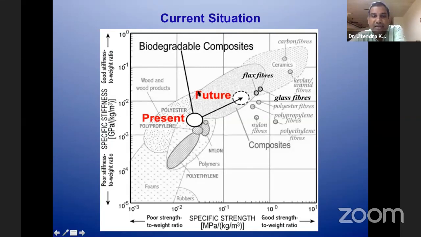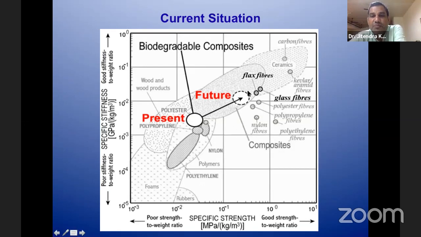Presently we also have some biodegradable composites like UHMWPE. That is a composite which is used widely in the coating of hip and knee joints over the titanium. So our future is here.